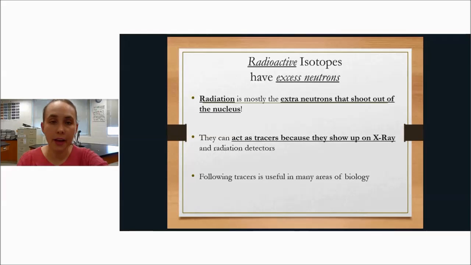Radioactive isotopes have excess neutrons. As you add more neutrons, it becomes less stable. Radiation is mostly the extra neutrons that shoot out of the nucleus. They can act as tracers because they show up on X-rays and radiation detectors, and it's useful in many areas of biology. They use it a lot in medicine to detect cancers and all different things. So radioactive isotopes are used a lot.